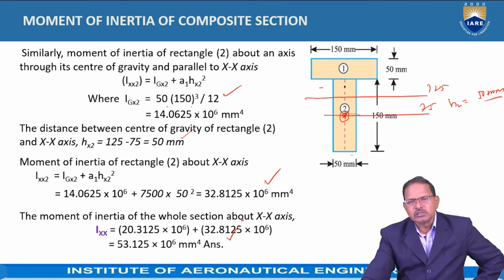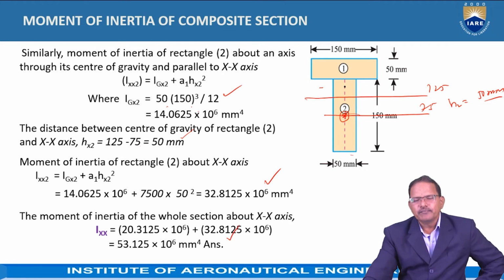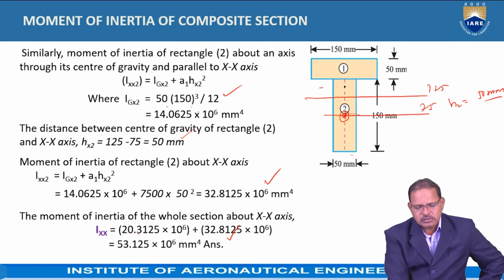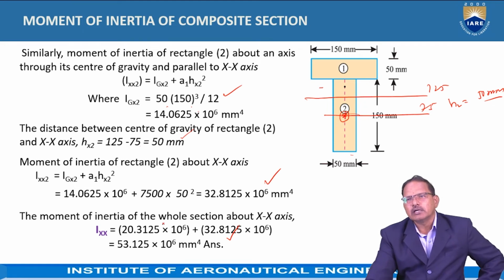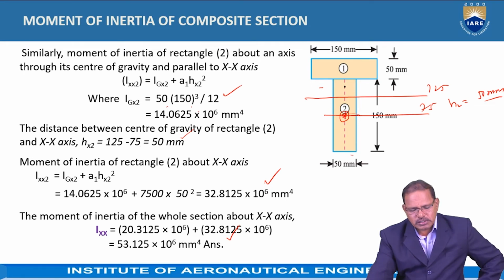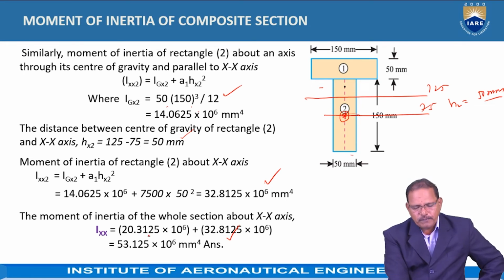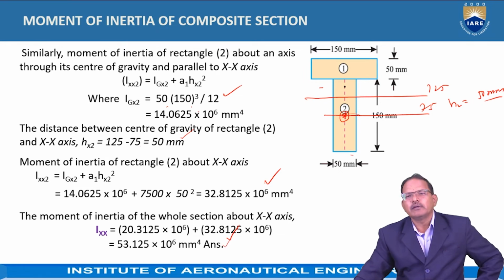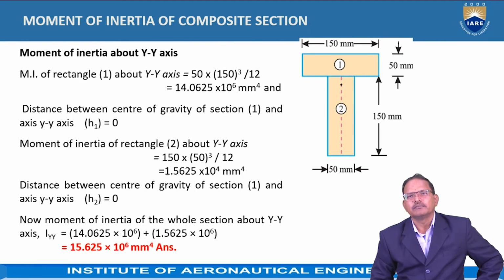So, IXX, from this relationship we got, that is the moment of inertia possessed by the entire T section about the central axis which is parallel to the x-axis, is equal to the sum of the moment of inertia possessed by the first section and second section about the central axis of the composite section, which is equal to 20.3125 into 10 to the power of 6 plus 32.8125 into 10 to the power of 6, which is equal to 53.125 into 10 to the power of 6 mm to the power of 4.